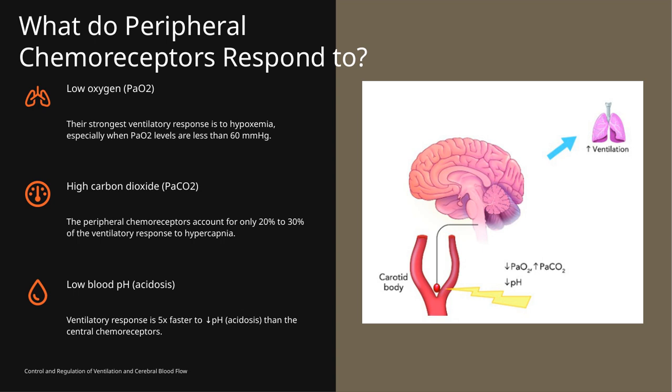Another key point is how quickly the body reacts to changes in pH, or acidity levels. When blood becomes more acidic, say, during acidosis, the ventilatory response is about 5 times faster than that triggered by central chemoreceptors. This rapid response helps stabilize blood pH and maintain homeostasis. Connecting all these points, understanding how peripheral chemoreceptors respond to different blood gases and pH levels is essential for grasping how our respiratory system maintains balance and oxygen delivery, especially during various physiological stresses.